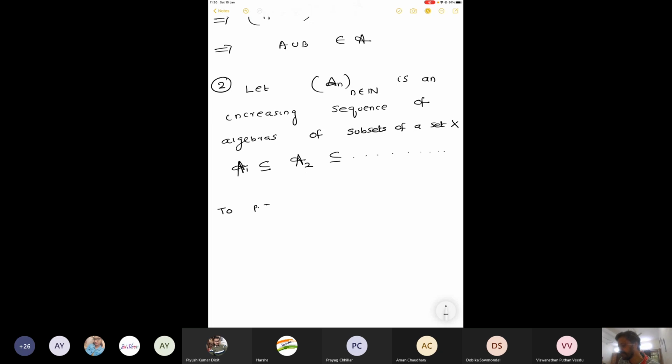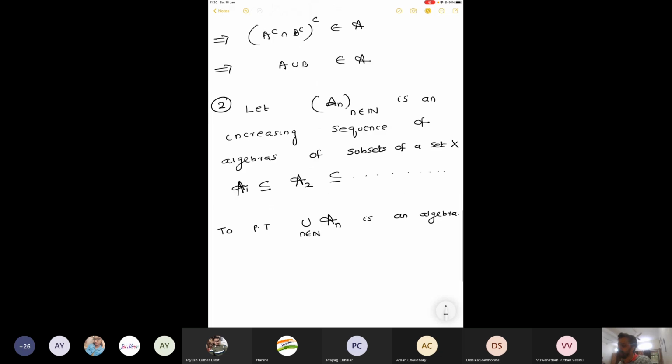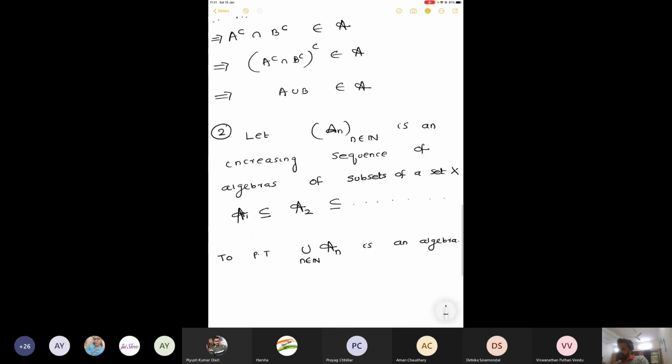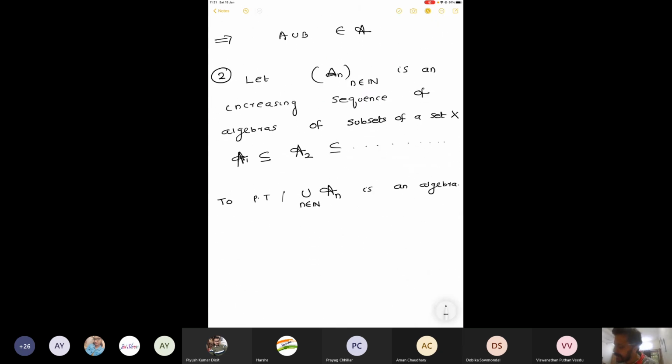To prove that union of script A_n, n belongs to N, is an algebra. To prove something is an algebra, you have to see these three conditions. That set collection should be closed under complementation. That collection should be closed under finite union or union of two sets, and full set should be in A. Okay. So let me put a notation. Union A_n I will call as script A, and I have to prove that script A is an algebra.